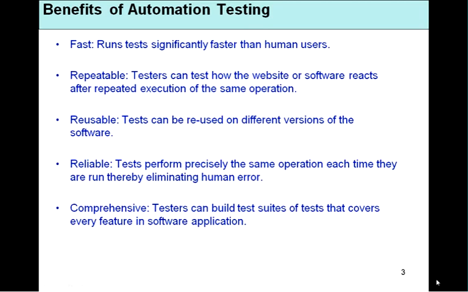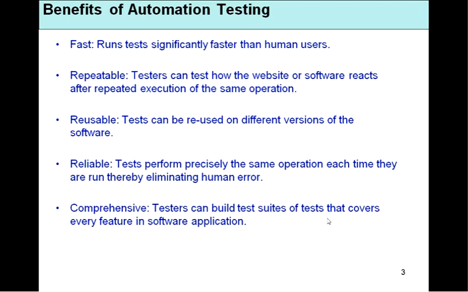What were the defects or drawbacks of manual testing? Those are the drawbacks. Now we'll see the benefits of automation testing. It is fast. Whatever test we prepare runs very fast, faster than human execution. And it is repeatable, so testers can test how the website or software reacts after repeated execution of the same operation. What the human does on the application, the tool does the same. Whatever we instruct the tool, it does the same only. It will not take any actions of its own, it does precisely what we instruct and will not deviate.